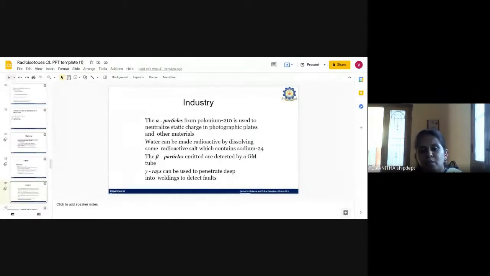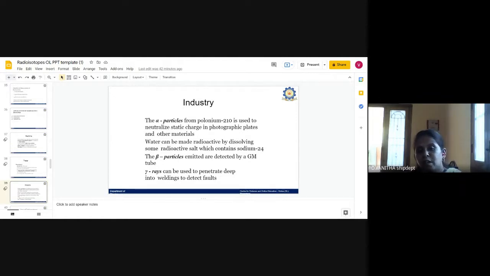So the next one is industrial applications. The alpha particles from polonium-210 are used to neutralize static charge in photographic plates and other materials. Here the water can be made radioactive by dissolving some radioactive salt which contains sodium-24, so that the beta particles emitted are detected by a GM tube.